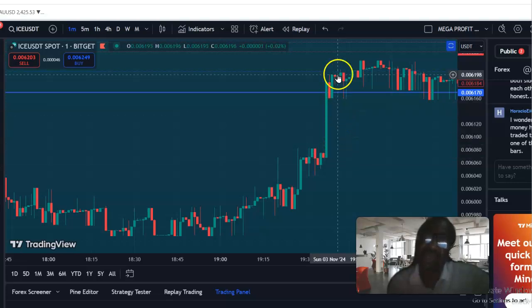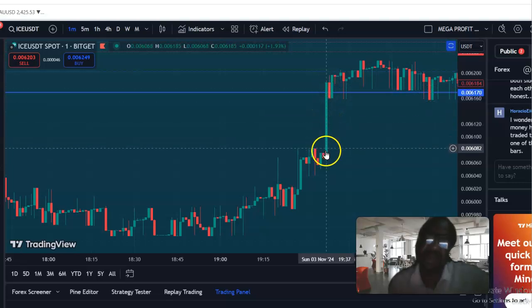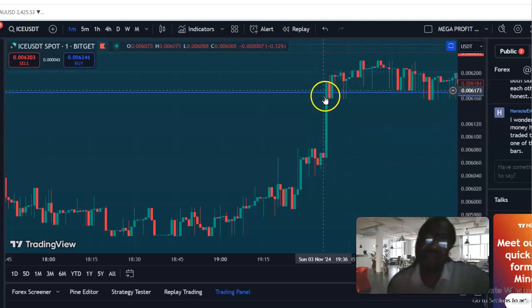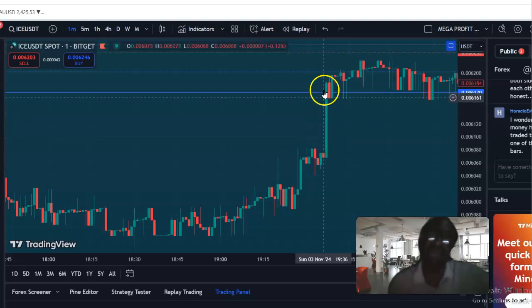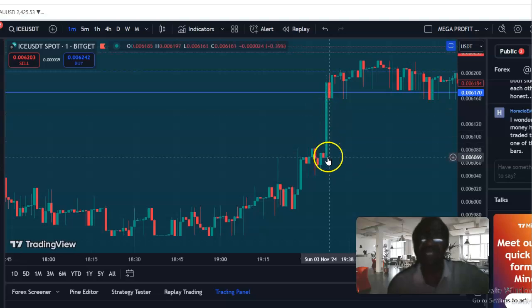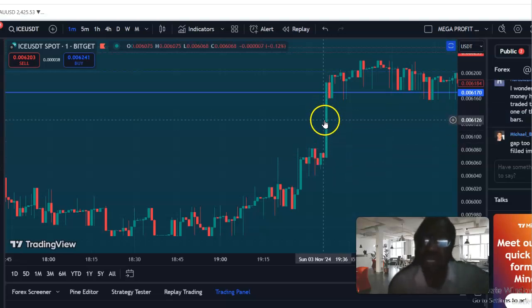Then another one opened here. Look at this one. It's a complete Marubozu candle. Bullish continuation. That is the bulls. We are moving in price. It's a show of strength. It means bullish continuation. Let's go. We are winning. That's what it means.